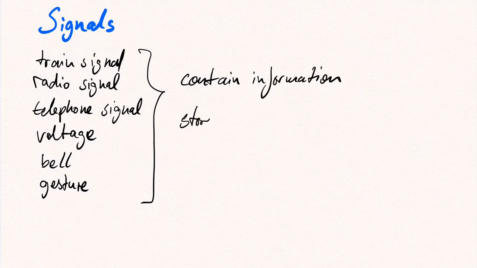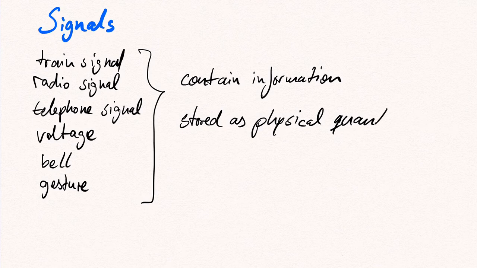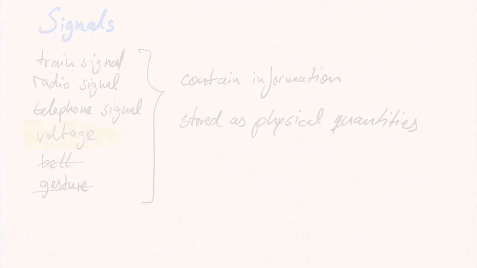In the area of technical signal processing, we're only interested in some signals, namely those that are stored as physical quantities. Hence, in technical signal processing, we don't consider bells or gestures. The signals of interest are very often, for instance, voltages.